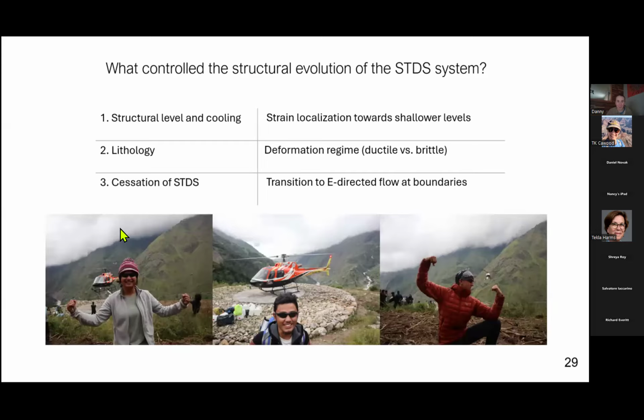So to conclude, what controlled the structural evolution of the South Tibetan detachment system? We saw that structural level and cooling with progressive South Tibetan detachment system activity led to strain localization towards shallower structural levels. We saw that lithology was very important in determining the deformation regime, so whether that upsection migration occurred in a ductile or brittle manner. And finally, potentially, that the cessation of the South Tibetan detachment system led to a transition of east-directed flow at the boundaries of the high strain zone.